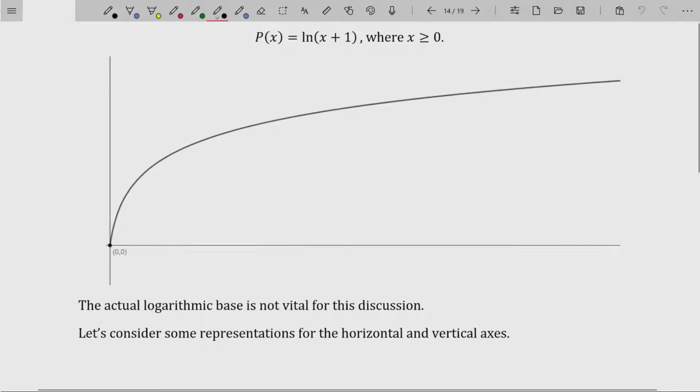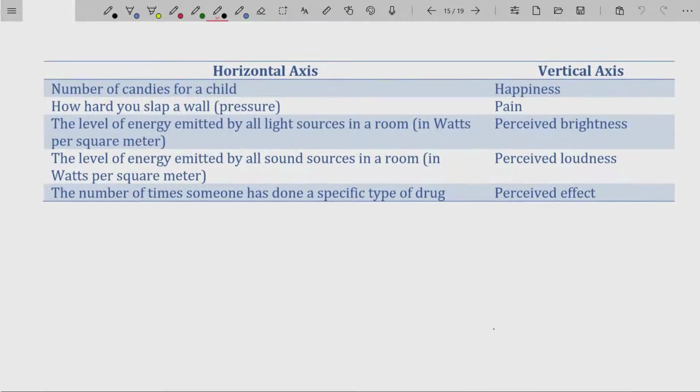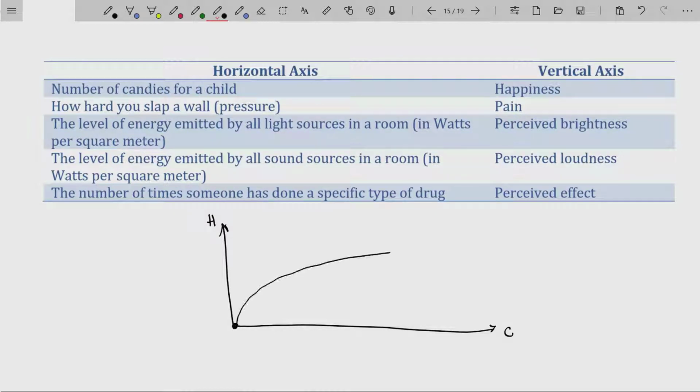But what we're going to do is consider some representations for the horizontal and vertical axes. For example, the horizontal axis could represent the number of candies for a child, and the vertical axis would represent that child's happiness. More candy, more happy, right? 0 candy, 0 happy. Okay, so you might feel like, all right, I could buy into the fact that if a kid has never had candy, their happiness for candy is at a 0 level, but the more candy they have, the happier they get. Okay, I could buy into that.